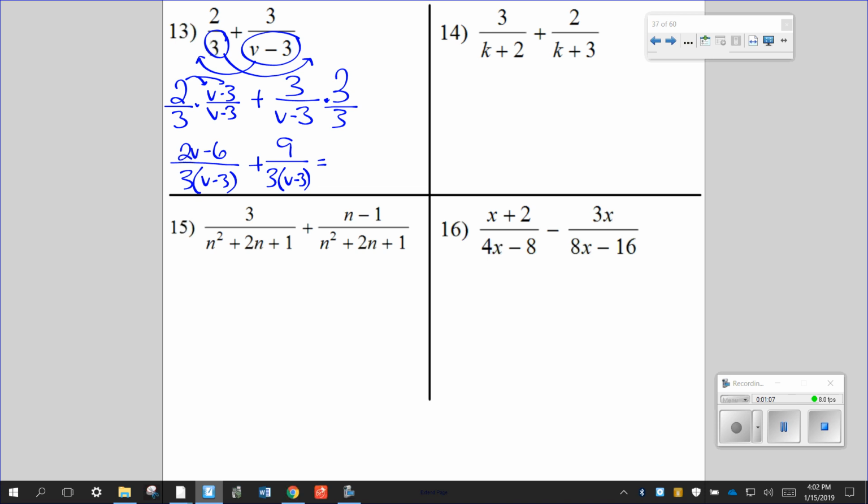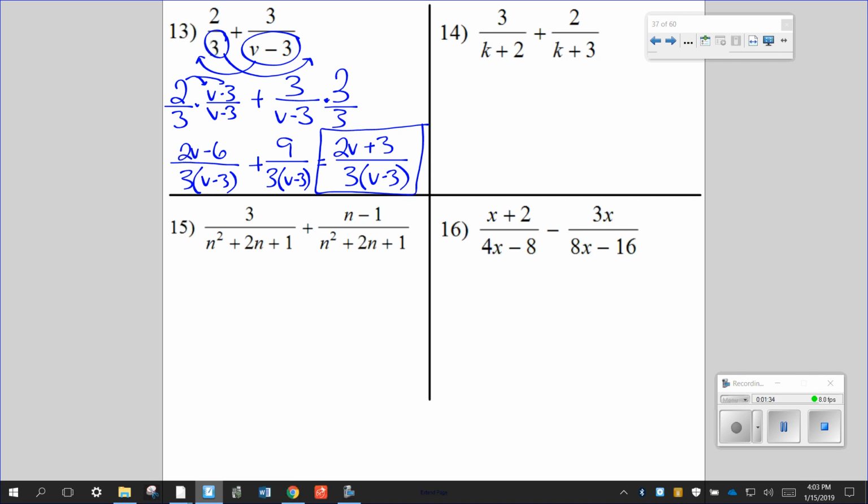Now we just have to add straight across the top because the denominators are the same. So we still have a 2v, and then negative 6 plus 9 is plus 3 over 3 times v minus 3. Alright, there's no greatest common factors here that I can see that we could divide out. So this is going to be our simplified answer.